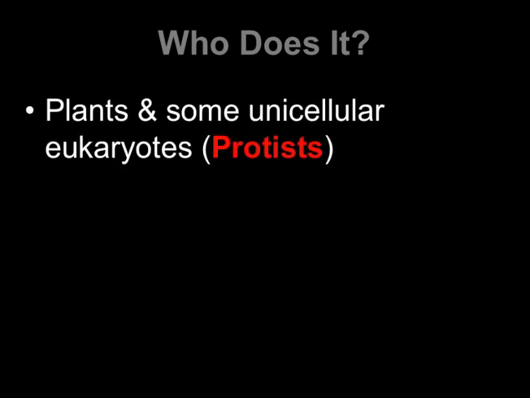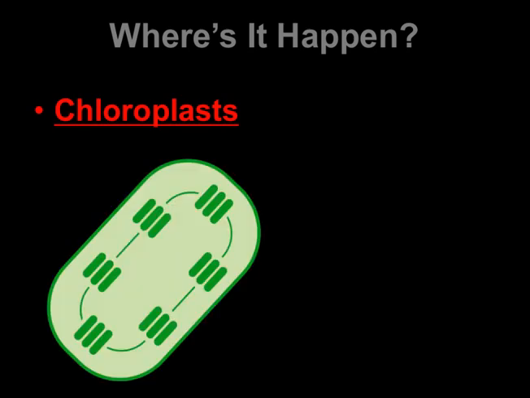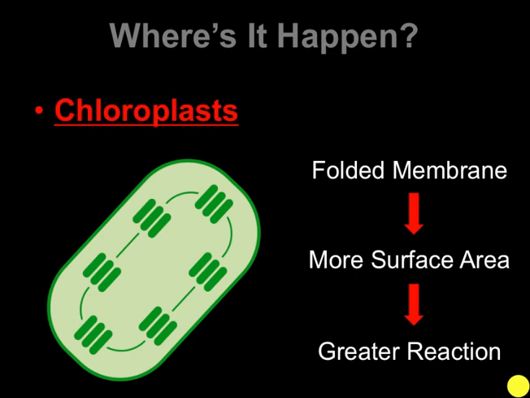So who does photosynthesis? Well, everyone should know plants do photosynthesis, but also some unicellular eukaryotes, which we're going to call protists, and we'll talk about more later. Basically, anything that is green is going to do photosynthesis. And that's because it happens in the chloroplast, and these are what make plants green. So remember, the chloroplasts have that folded inner membrane that provides more surface area for a greater reaction to happen.